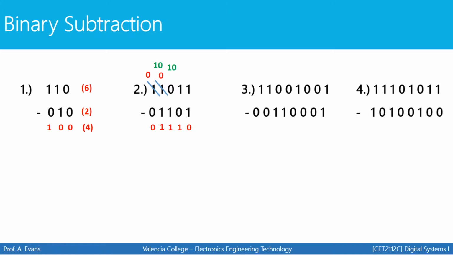So if we convert this to decimal to check our work, 11011 is 27. 01101 is 13. 27 minus 13 should be 14, and that's what we have right here. 01110 would be 8 plus 4 plus 2, which is 14. Let's go to example number 3.